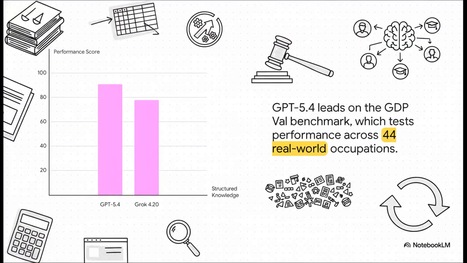So if your world revolves around structured knowledge, we're talking legal analysis, financial modeling, deep dives into complex spreadsheets, then GPT 5.4 is the undisputed king. Full stop. It's at the top of the Artificial Analysis Intelligence Index. It absolutely dominates the GDP-Val benchmark across 44 different professional jobs, and it nailed a 91% accuracy on internal modeling tests.